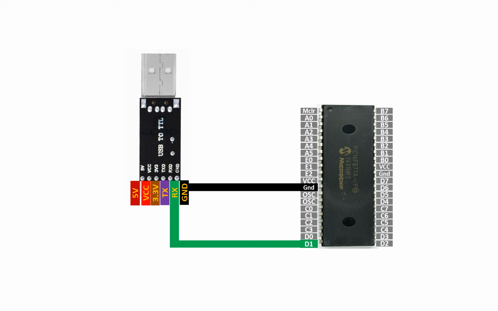Now it's an RX pin, and for the TX pin, it will go to the RX pin of the PIC. So I connect it to pin number D0 like this. In this way, TX goes to RX and RX goes to TX. That's how you are going to program it.